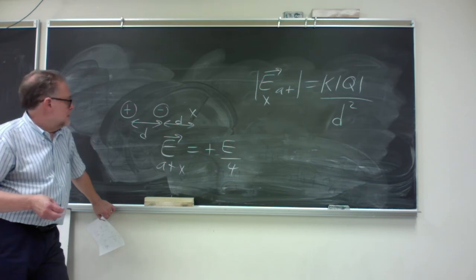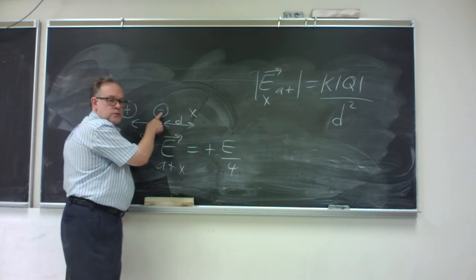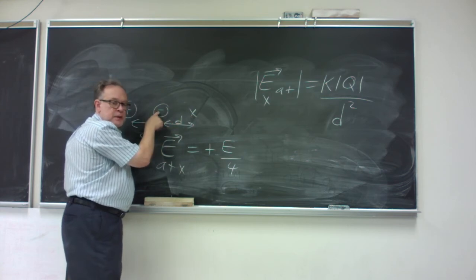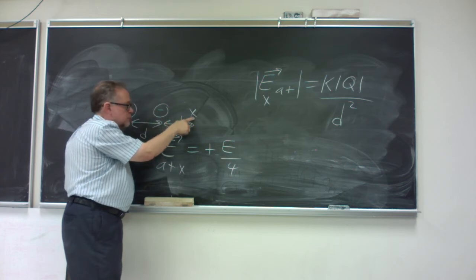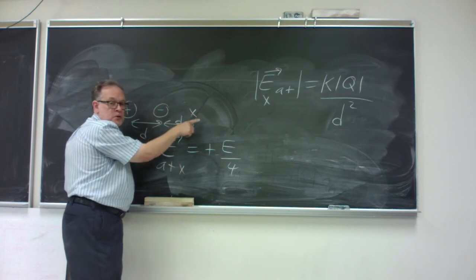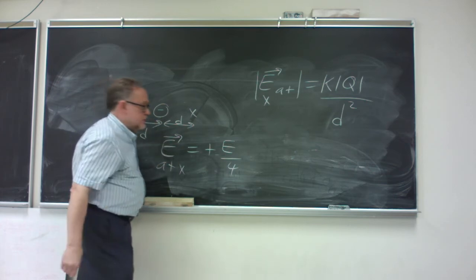And then the other contribution to the net electric field here is the field caused by this. And this is one unit of charge causing a field here that's one step away. So the magnitude of the field at this point caused by the negative charge, the magnitude of that is just plain E.